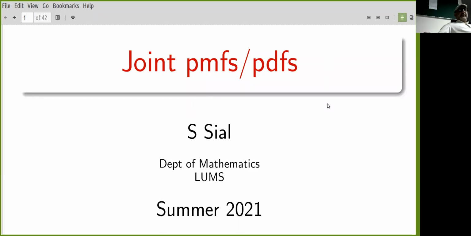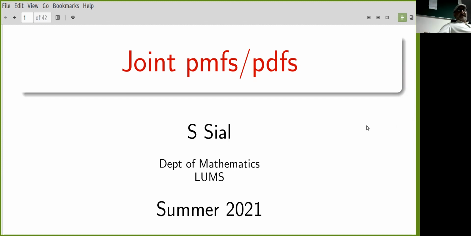In this session, we're going to cover joint PMFs and PDFs. So you could have a situation in which there are two discrete random variables, let's say x and y. So you have a PMF for x, which tells you what the probability is that the random variable x takes the value m, let's say. And you have a PMF for y, which tells you that y takes the value n with some probability.